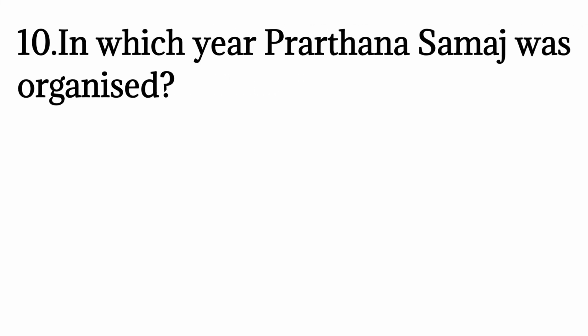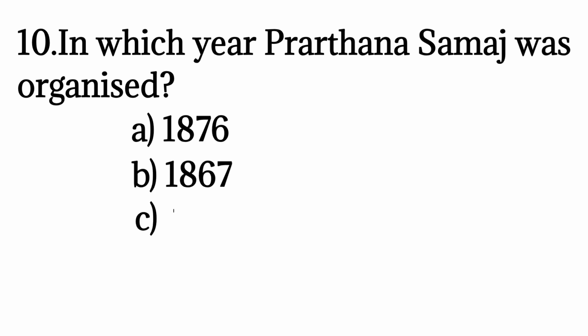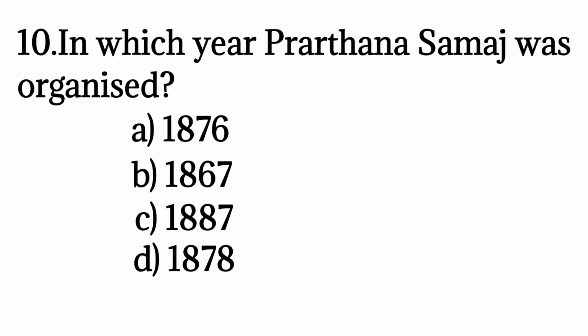In which year Prarthana Samaj was organized? 1876, 1867, 1887, 1878. The right answer is 1867. Prarthana Samaj was organized in the year 1867 and Arya Samaj was started in the year 1875.